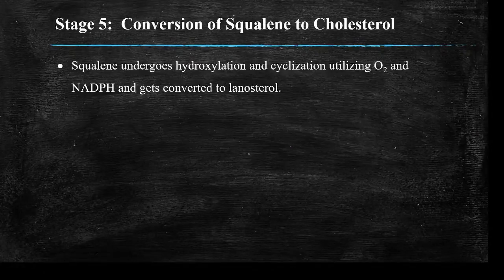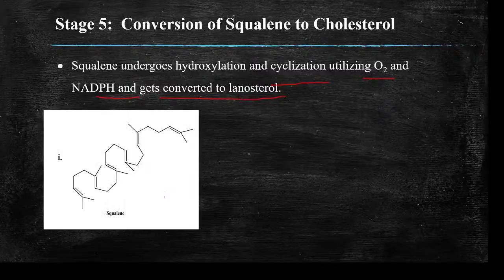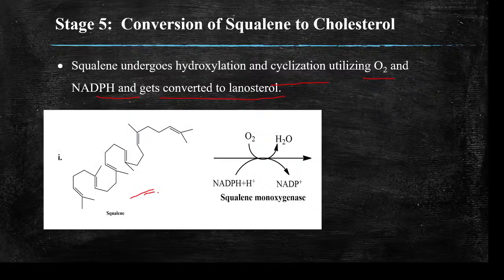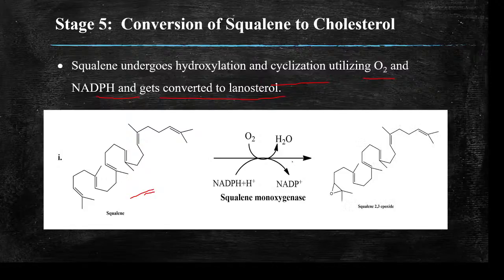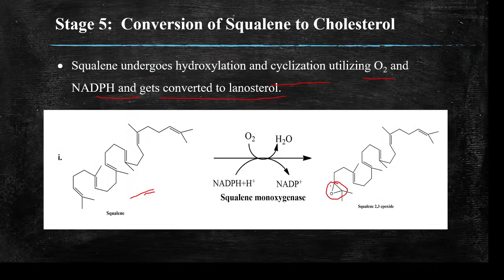Squalene undergoes hydroxylation and cyclization utilizing oxygen and NADPH and gets converted to lanosterol. So this is the squalene structure. It will undergo hydroxylation. Here the oxygen group is added at the third carbon atom, 1, 2, 3, and here it will form an oxygen bridge, that is an epoxide bridge. Due to this epoxide bridge, it is called squalene 2,3 epoxide.